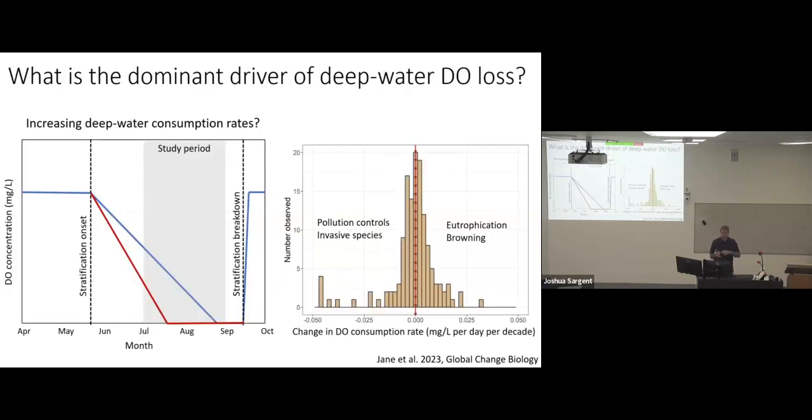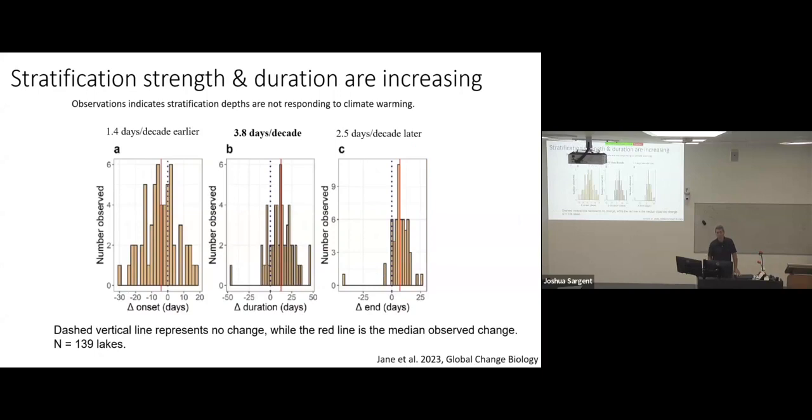So we really ruled out that deep water dissolved oxygen consumption rates explain overall the trend toward deoxygenation that we're seeing. What does explain it though really well? If we look at the onset of stratification, the breakdown of stratification, and the overall duration of stratification, we see pretty consistent patterns toward earlier onset of stratification by 1.4 days per decade, and then later breakdown of stratification by 2.5 days per decade, and an overall increase in the duration of stratification by 3.8 days per decade.